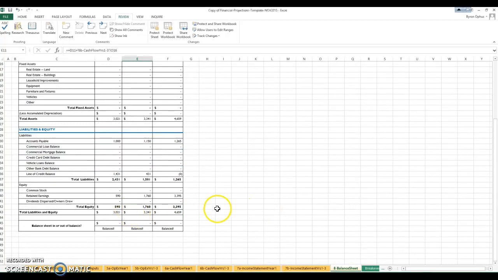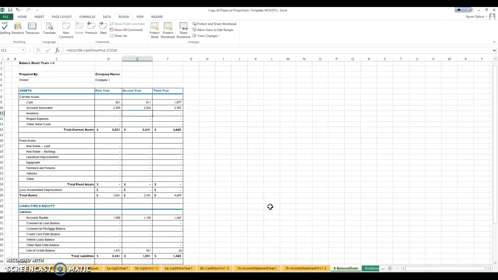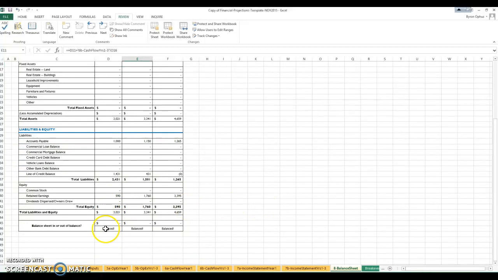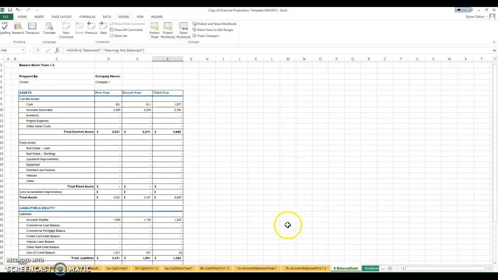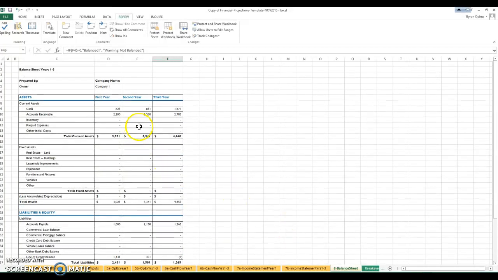What you'll find here, okay, on the balance sheet is that when you get this all done, year 1, if you've done everything kind of correctly up to this point, your year 1 is going to be balanced. It'll say balanced down here. Years 2 and 3 are probably going to be this bright, ugly red that says unbalanced, and it'll tell you how much you're off up there. If you look, the amount that you're off is probably going to be found in these cells, these 4 cells here, prepaid expenses and other initial costs.